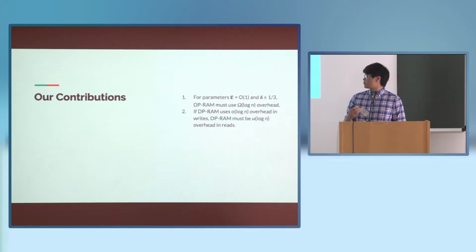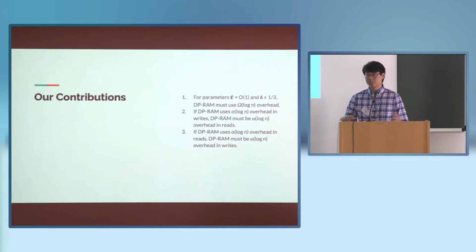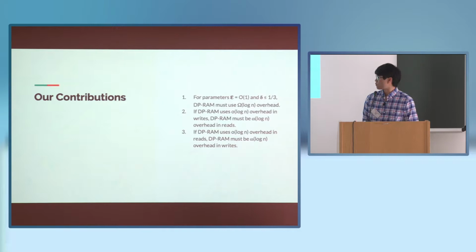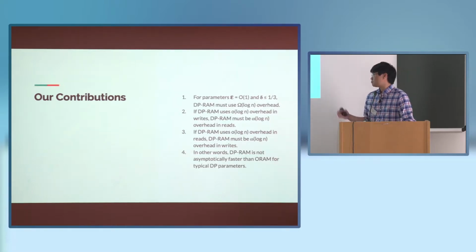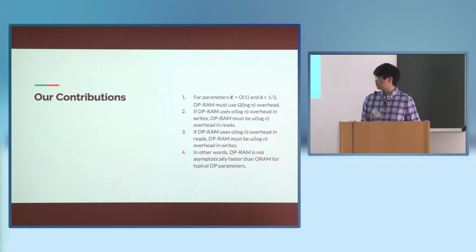We show these very strong trade-offs where, for example, if the writes use sublogarithmic overhead, the reads spike up to superlogarithmic, and vice versa. So essentially the best thing is literally this optorama, which has log n for both. In other words, what we say is DPRAM is not asymptotically faster than ORAM for typical differentially private parameters, and even ones that are actually much weaker.